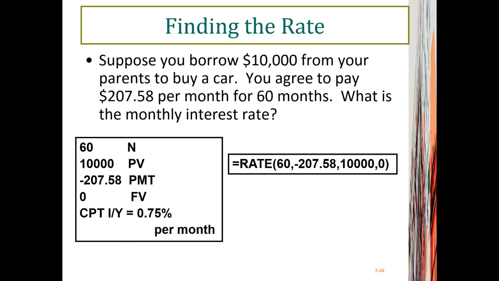Here are more examples. Suppose you borrow $10,000 from your parents to buy a car. You agree to pay $207.58 per month for 60 months. It asks you what is the monthly interest rate, and here you know the number of time periods, 60, PV, the amount of money that you borrowed, $10,000, and your monthly payment would be negative $207.58. Future value should be 0. Then you compute I/Y, that is the monthly interest rate.